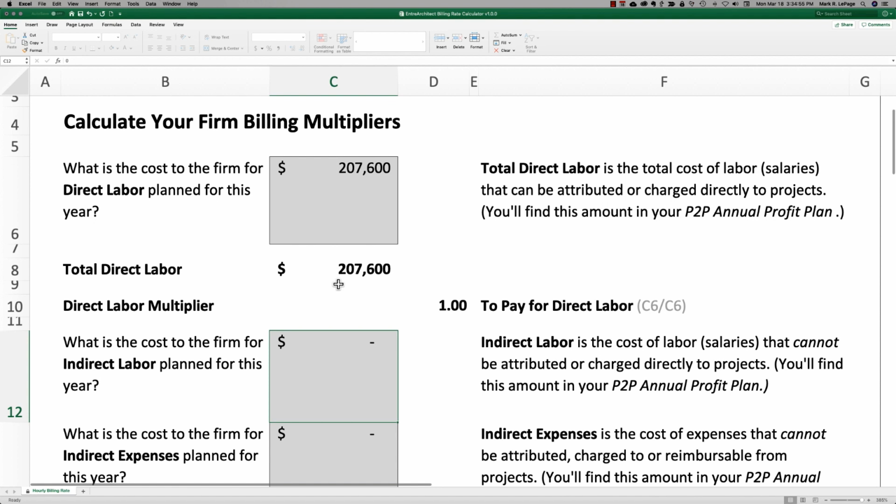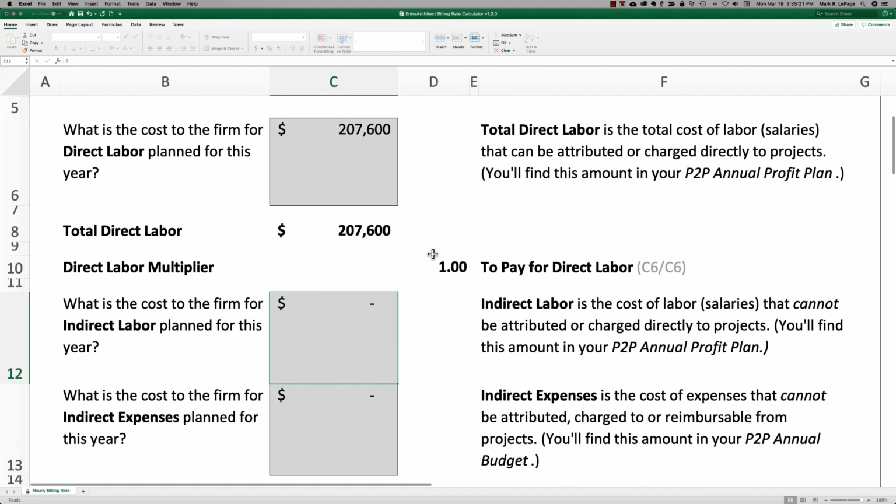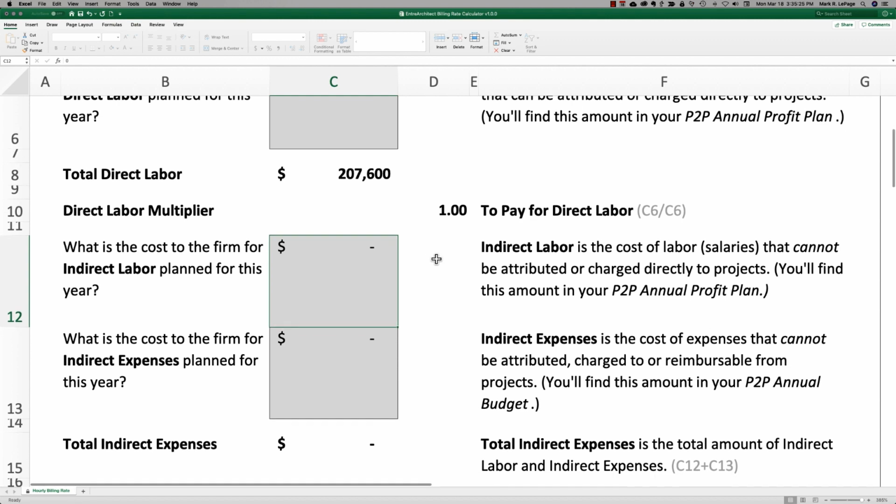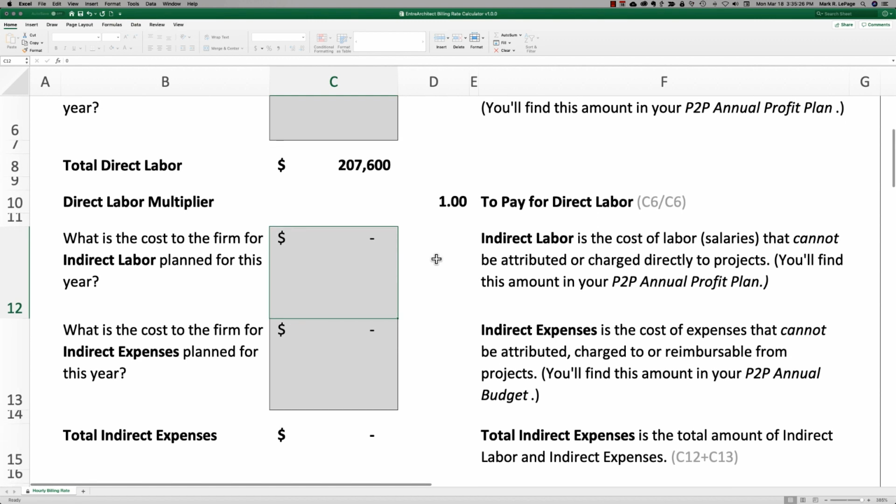The calculator is going to calculate the total direct labor. It's also going to give you a direct labor multiplier, which is 1, to pay for direct labor. You see the formula for that multiplier right there, C6 divided by C6. So C6 divided by C6 is actually the 207,600 divided by 207,600. To pay for direct labor, we're building up this multiplier. So that's part of the multiplier that's going to cover the direct labor.